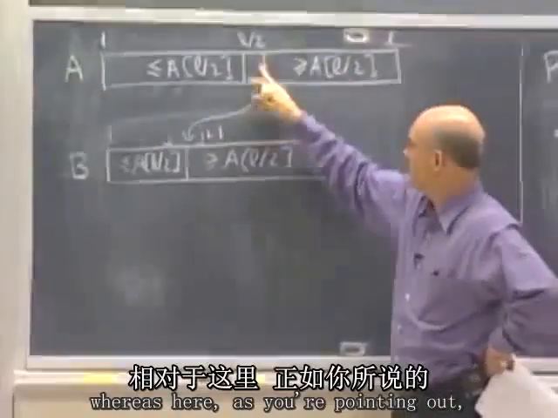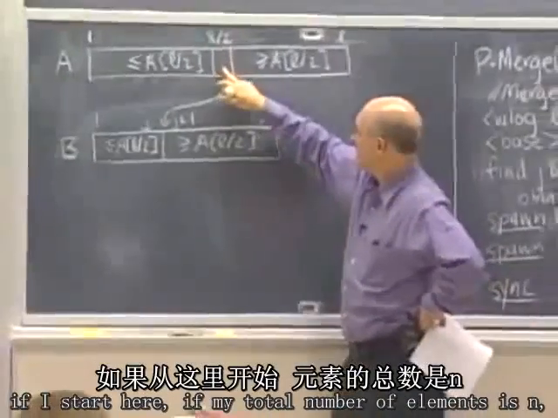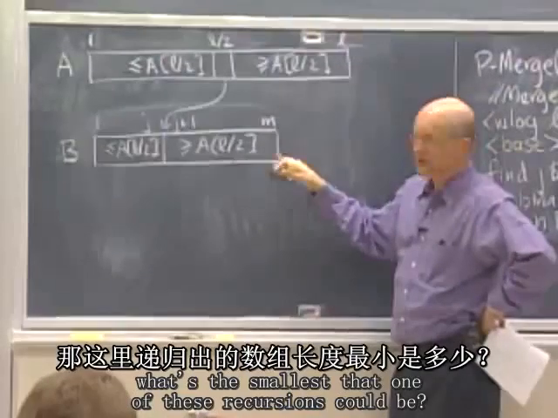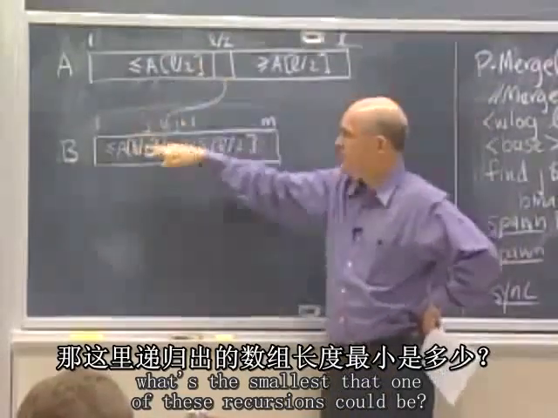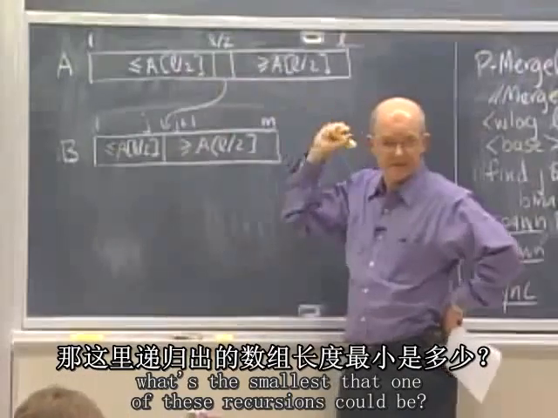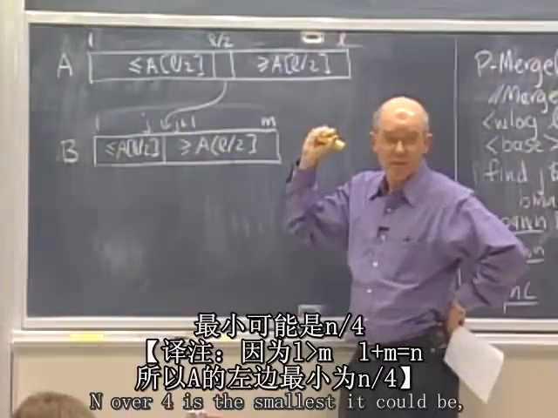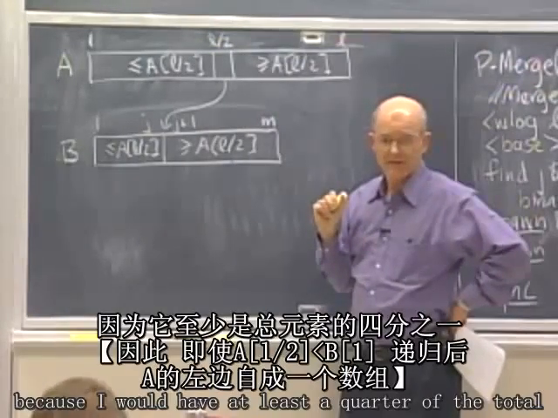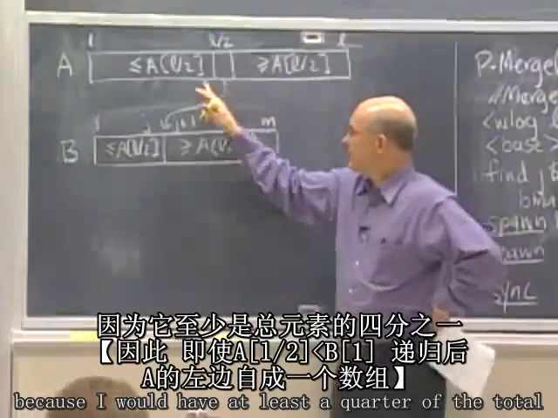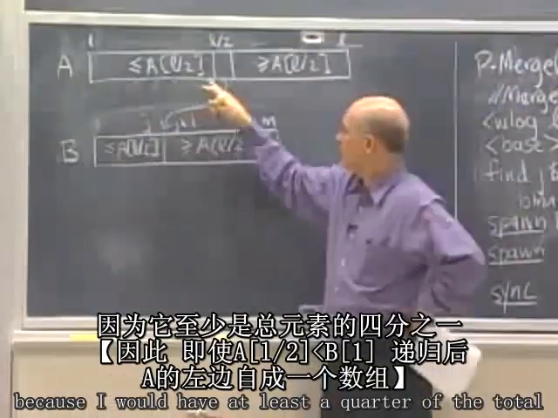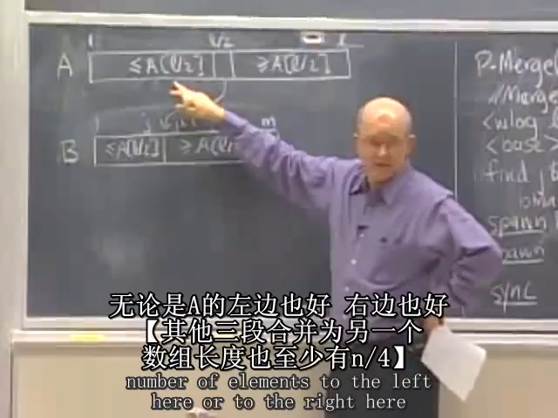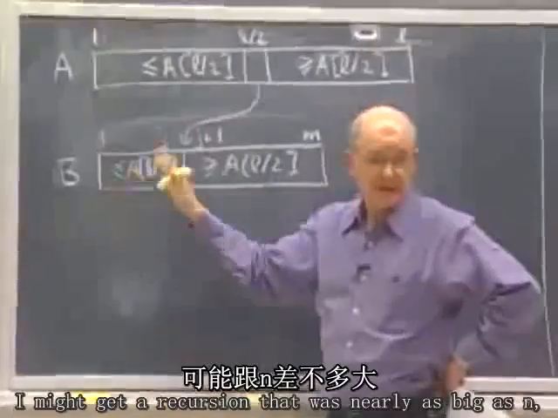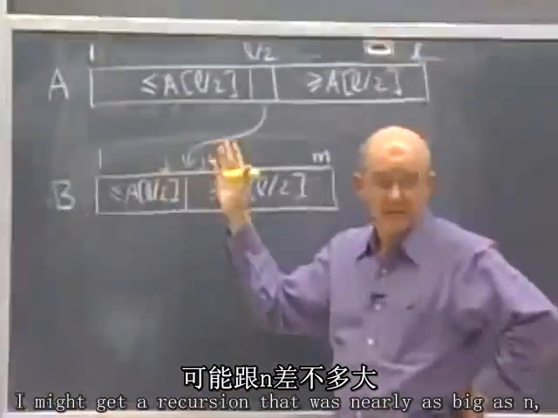Whereas here, as you're pointing out, if I start here, if my total number of elements is n, what's the smallest that one of these recursions could be? N over 4 is the smallest it could be. Okay? Because I would have at least a quarter of the total number of elements to the left here or to the right here. But if I do it the other way around, I might get a recursion that was nearly as big as n.